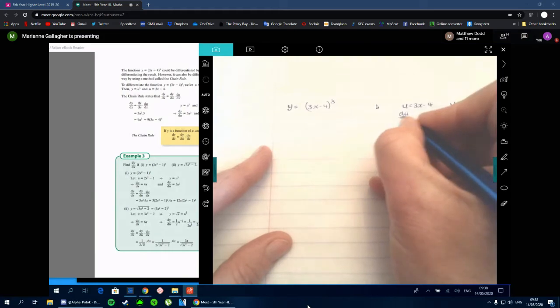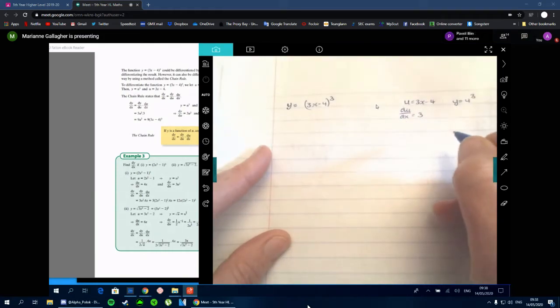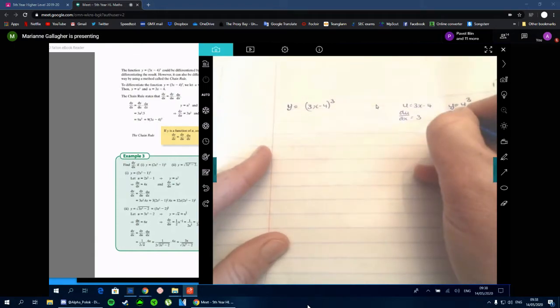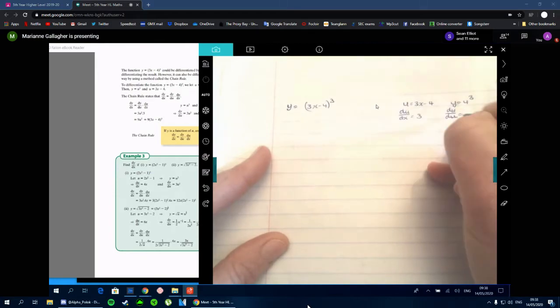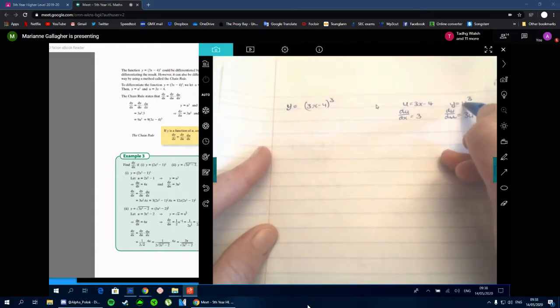Then u depends on x. So du/dx is equal to 3. And y depends now on u. So dy/du is equal to 3u squared. Is that okay? So I'm just using the letter u instead of x here, but otherwise I'm just using my normal rules.